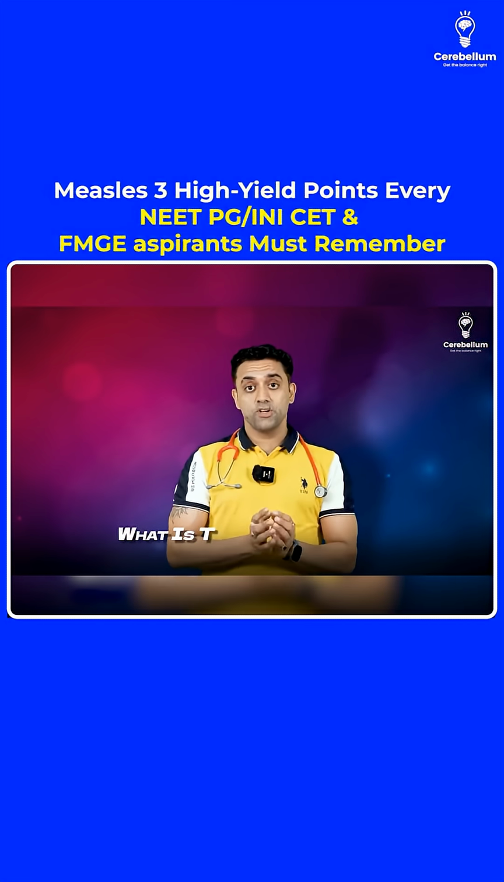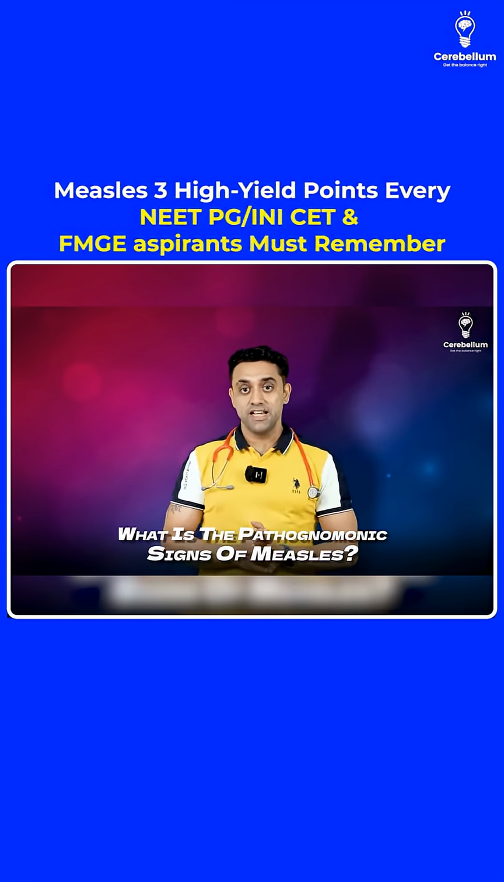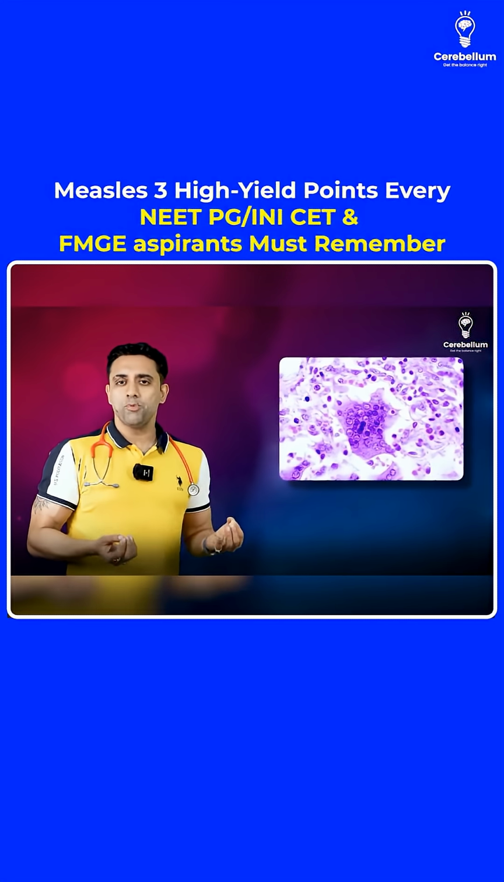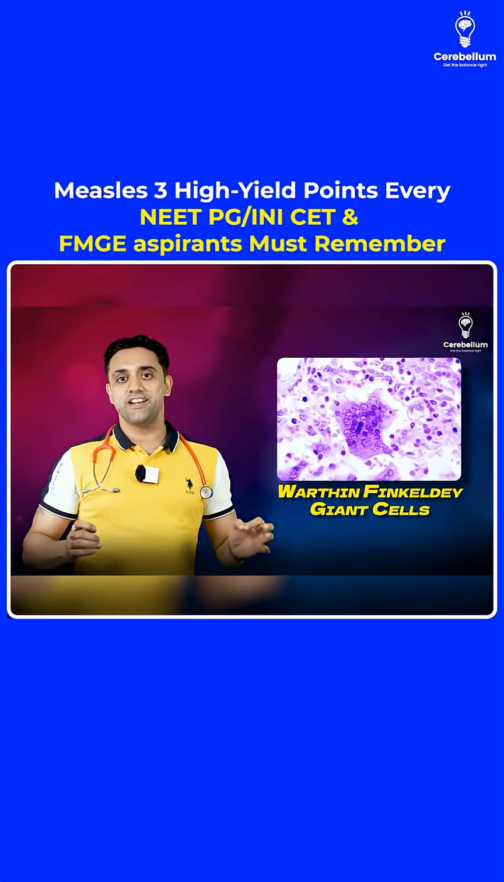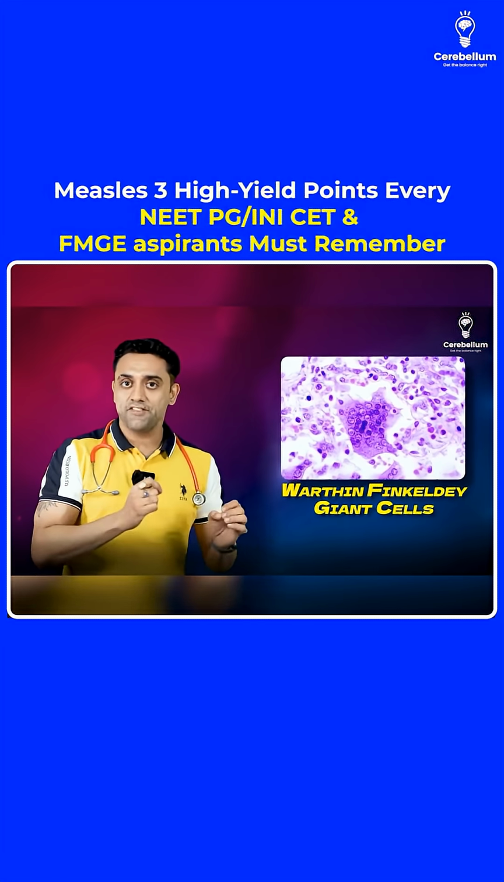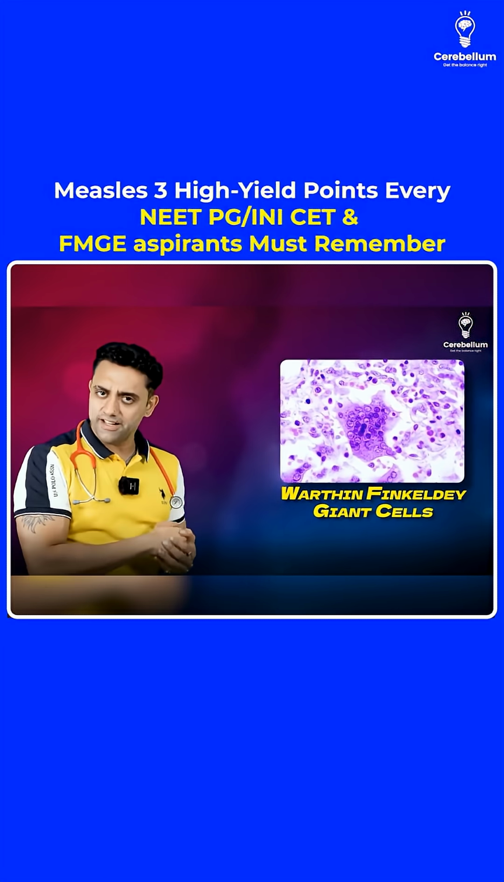Two important questions. What is the pathognomonic sign of measles? In a case of measles, you see very important cells. The picture is in front of you. That is Warthin-Finkeldey giant cells. I'll repeat again, Warthin-Finkeldey giant cells. They are the multinucleated giant cells.